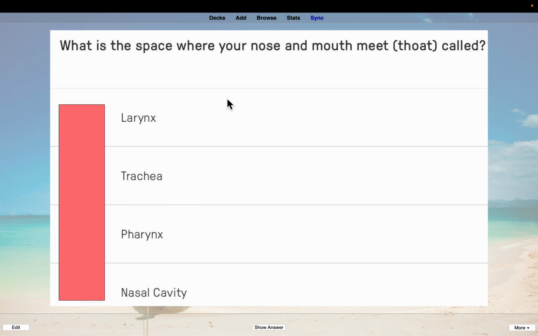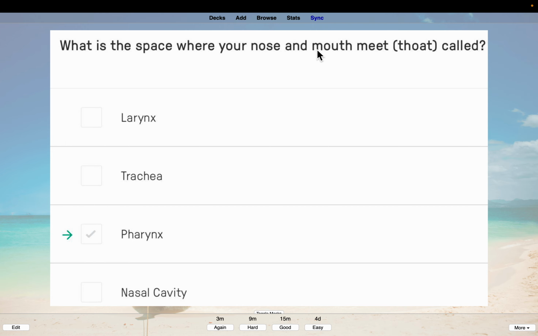Nose and mouth. I think it's the trachea. Because your mouth, if you don't breathe using your nose, you can also breathe using your mouth, right? Nope, it's not the trachea, it's the pharynx. Well, this is an opportunity to learn from that mistake. Where the nose and mouth meet, the pharynx.